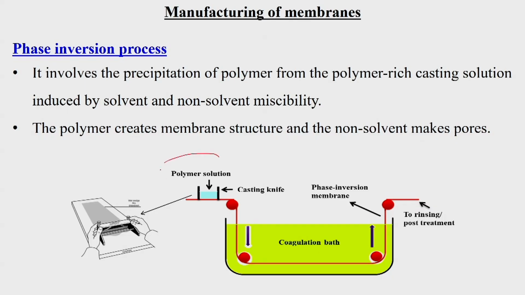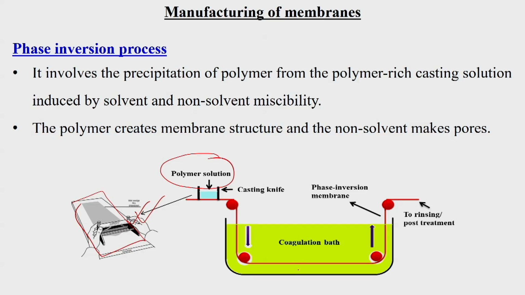Suppose we have a polymer solution dissolved in an organic solvent, and whenever it is mixed properly for a long period of time, it is placed on a glass plate. Then using a digital film applicator or casting knife, we are able to make a film using this polymeric solution. Inside this film there is the polymer as well as the organic solvent.